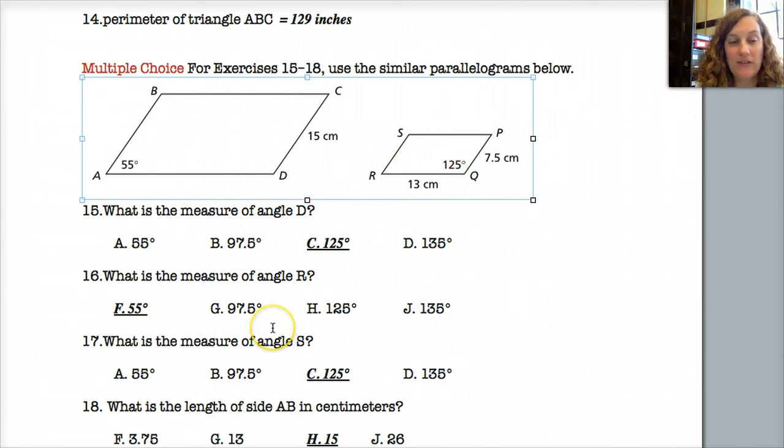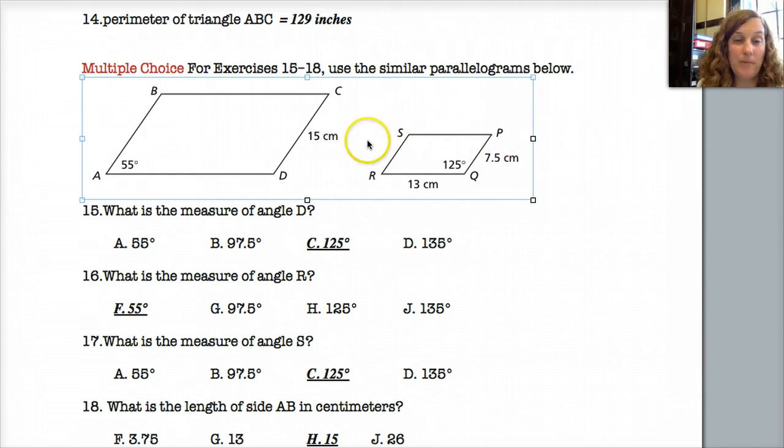And what is the length of side AB in centimeters? We have to figure out the scale factor to figure that out. PQ has a length of 7.5 centimeters. CD has a length of 15 centimeters. So again, to go from the smaller to the larger, we're doubling our scale factor too.